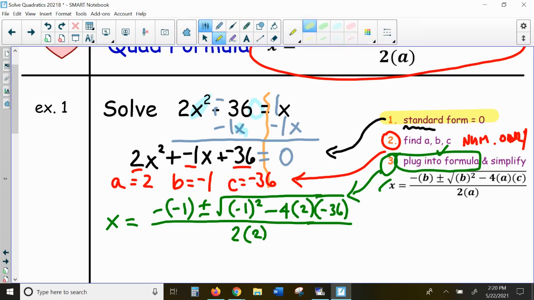The first chunk is this first piece you can do. The second chunk is the chunk under the radical. And the third chunk is the bottom. So I always do this in 3 pieces. And then I simplify this part and this part and this part. And then I put it back in this formula, all simplified. Let me show you what that looks like.